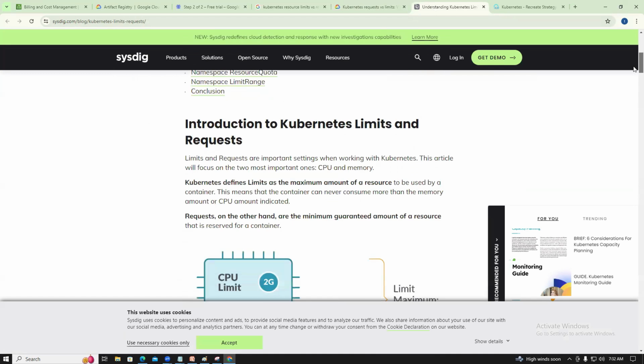Limits and requests are important settings when working with Kubernetes. This article will focus on the two most important ones, CPU and memory. Kubernetes defines limits as the maximum amount of the resource. Requests, on the other hand, are the minimum guaranteed amount of the resources. Now you understood, guys.